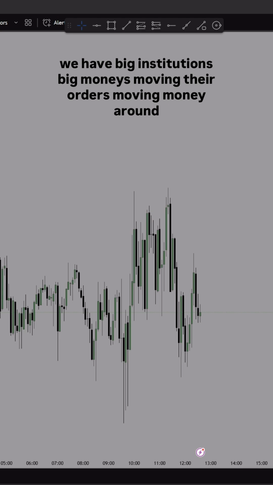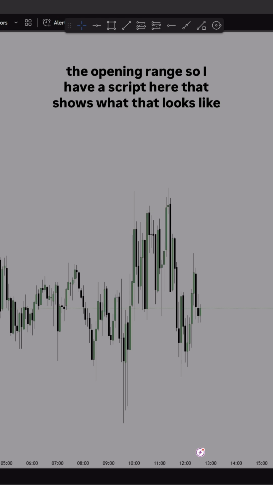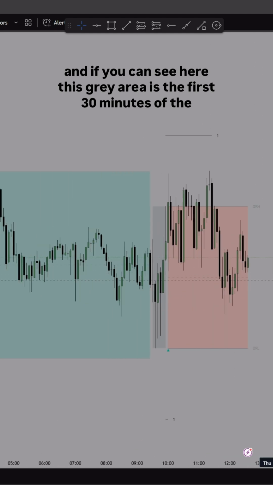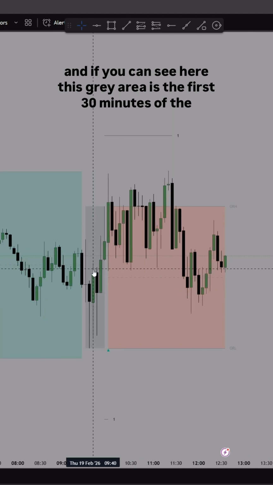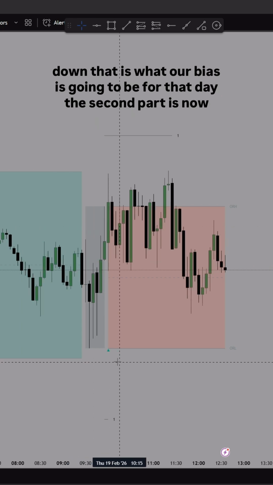We have big institutions, big money, moving their orders, moving money around. So there's a lot of data being collected in those first 30 minutes of the opening range. I have a script here that shows what that looks like. If you can see here, this gray area is the first 30 minutes of the market open. Depending on the direction of price, whether it breaks up or down, that is what our bias is going to be for that day.